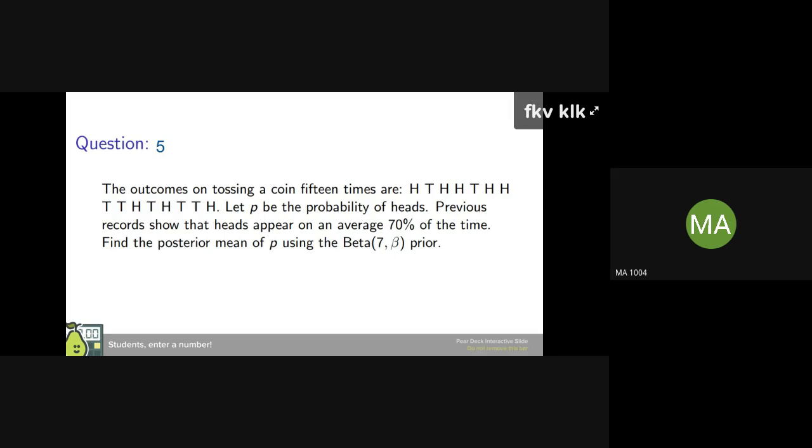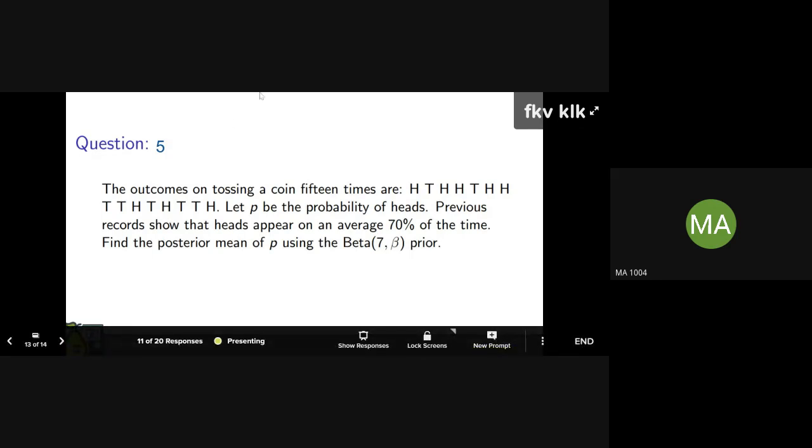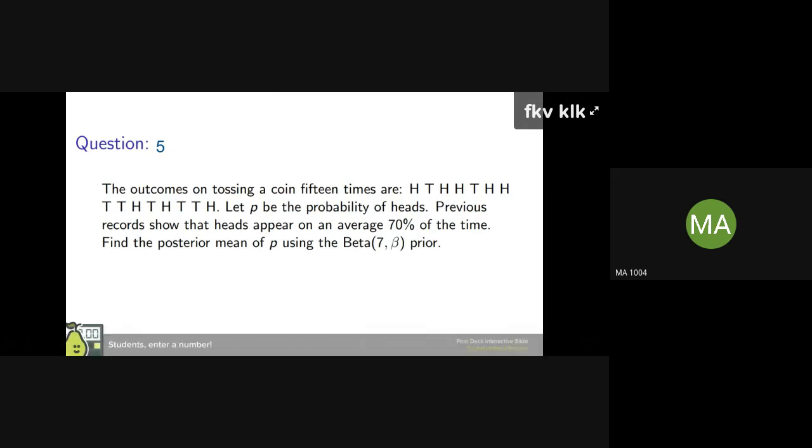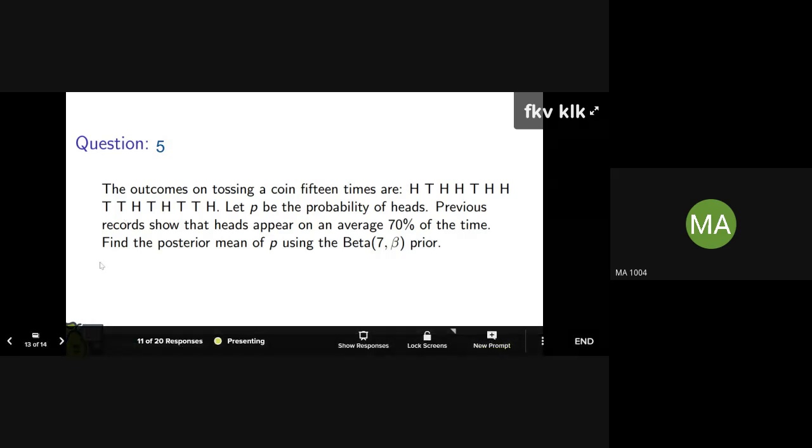Are you able to solve? The posterior is also a beta distribution, right? What is the posterior mean you got? 0.6. Okay. Alright.